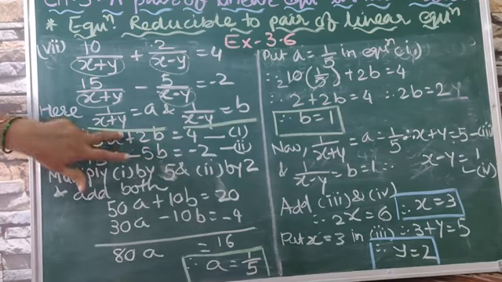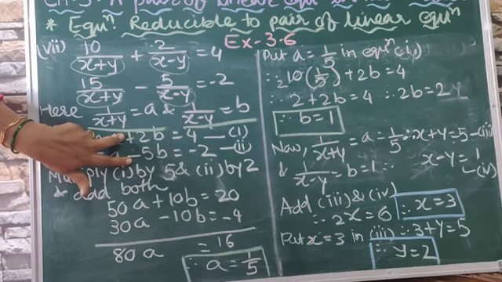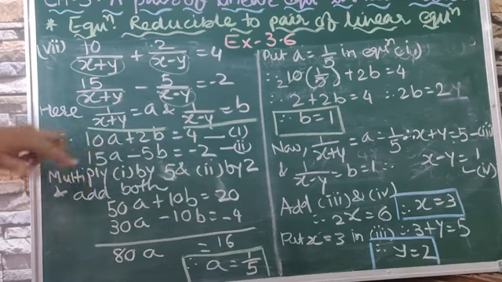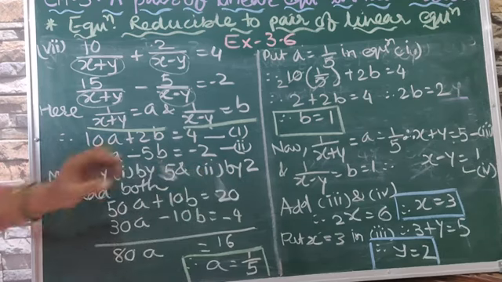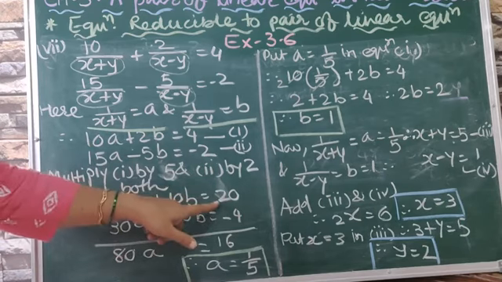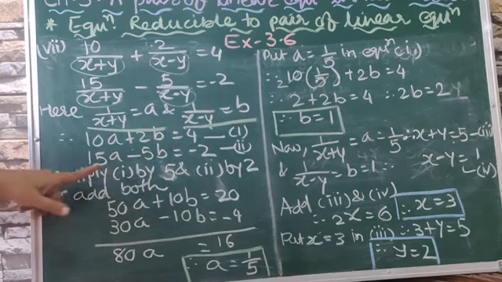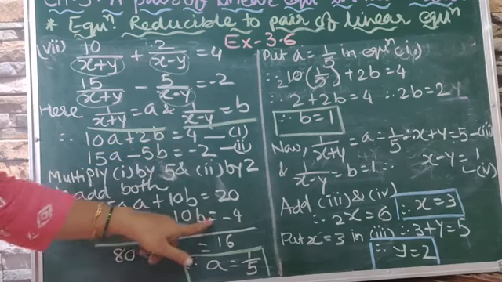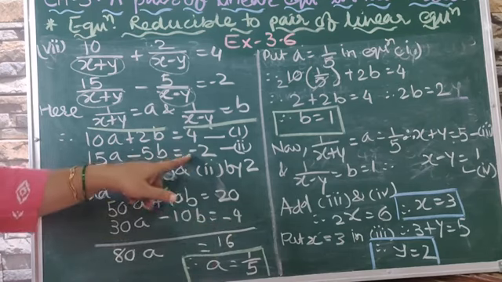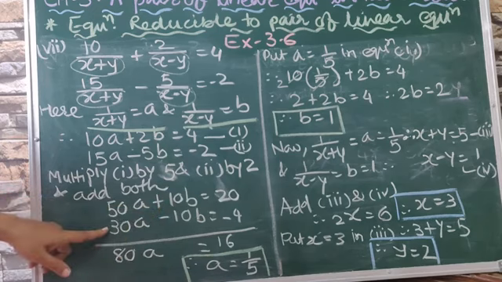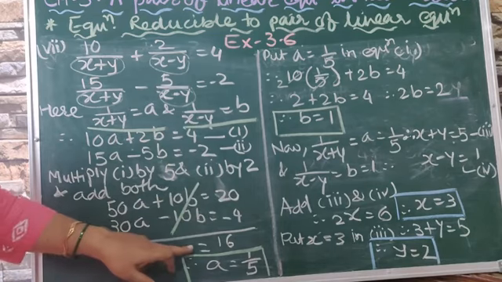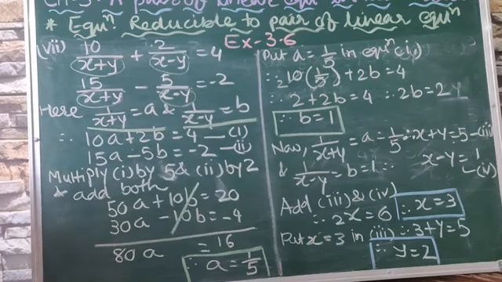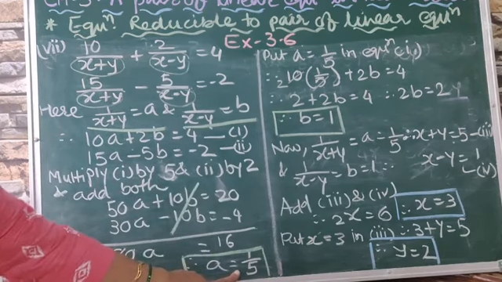And if you see here, it is again plus and minus, so I would like to again use the elimination method, and for that I have to multiply this equation by 5 and equation 2 by 2 and just do the addition. So finally 50a + 10b = 20 after multiplying this by 5, and 30a - 10b = -4 after multiplying the second equation by 2. After doing addition, plus 10b and minus 10b cancel out, and 80a = 16, and therefore a = 1/5.